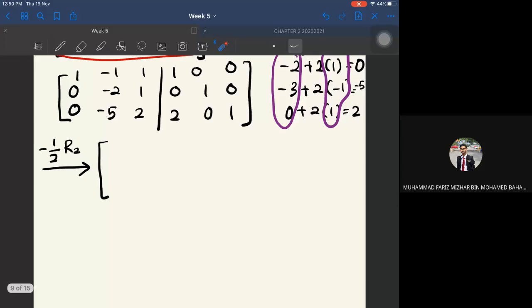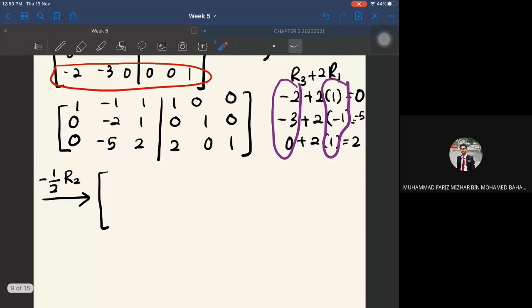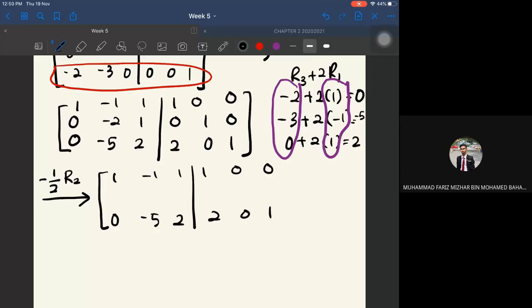Okay. So dalam kes ni, saya darabkan dengan negatif 1/2. So row yang akan berubah hanyalah row 2 sahaja. So row lain akan sama sahaja. So 1, negatif 1, 1, 1, 0, 0. 0, negatif 5, 2, 2, 0, 1. So row yang berubah adalah row yang kedua.